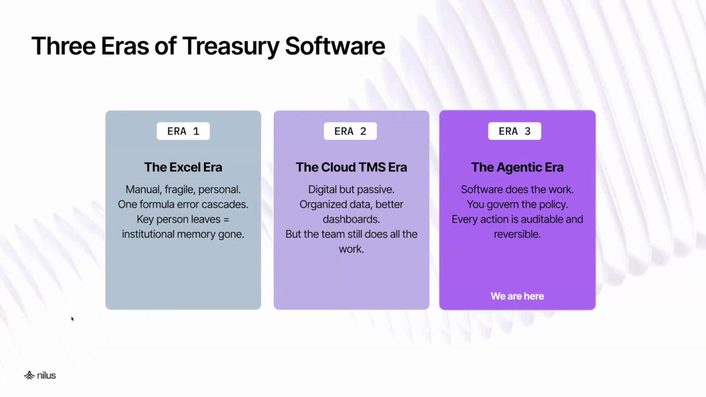And then in era 3, and this is where things are starting to get really interesting, this is what people are calling the agentic era. Software that doesn't just display data, but actually does the work on your behalf within the rules that you set. Every action is auditable, every action is reversible. You're not just building the report anymore, you're governing the way that the system builds it.